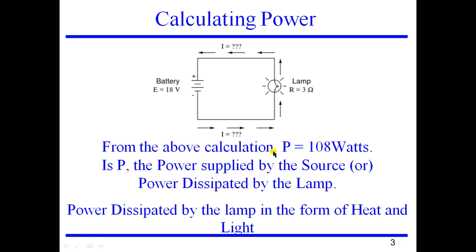So my question again, from the above calculation, P is equal to 108 watts. Is P the power supplied by the source, or is this power dissipated by the lamp? So the answer, as you may be aware, is that power is dissipated by the lamp in the form of heat and light. So this is the power that you found, that is 108 watts. That power is the one that is being dissipated in the form of heat and light.